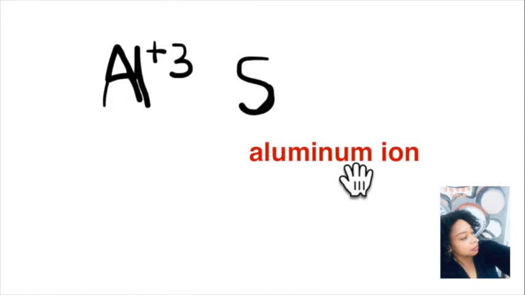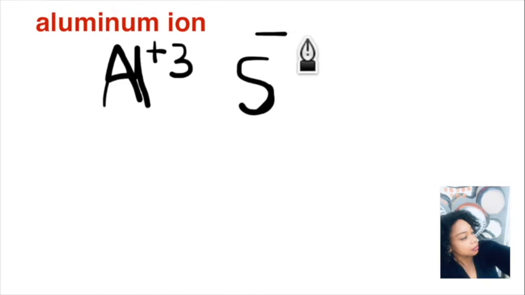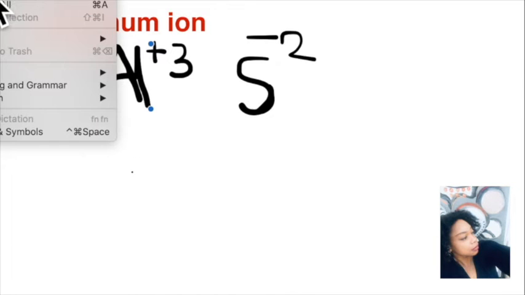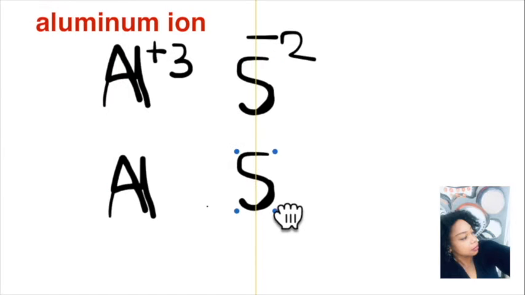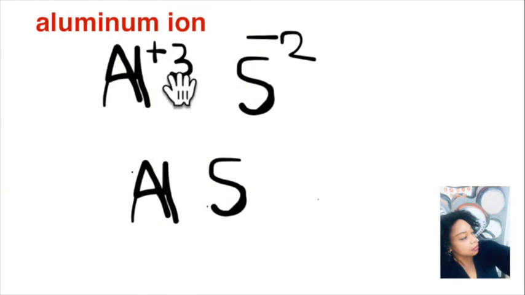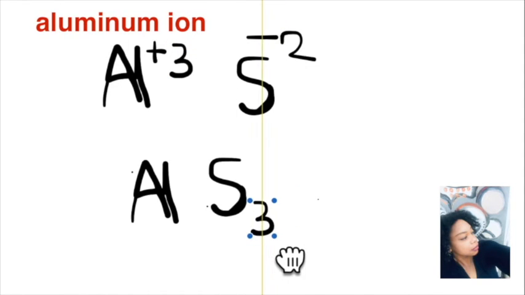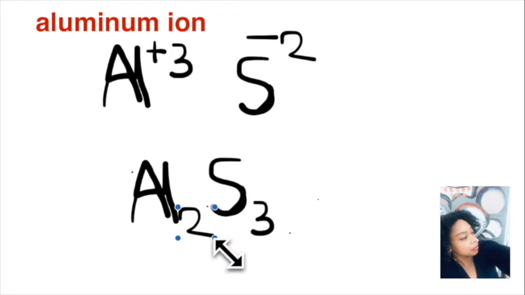Okay, aluminum ion. It's right there. It has a +3 charge. Sulfide has a -2 charge. We just bring them down. The next step is to switch the two numbers, the 3 and the 2. We just switch them. So 3 is going to go over there. 2 is going to go over there.